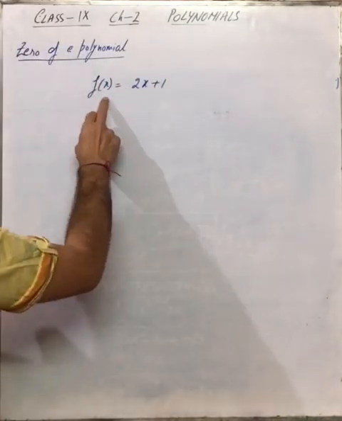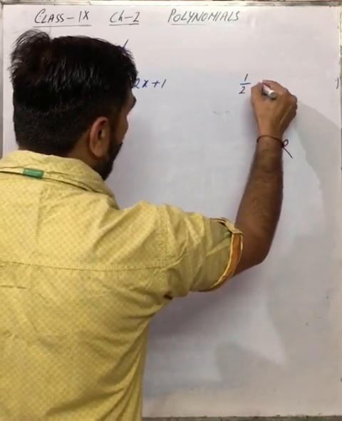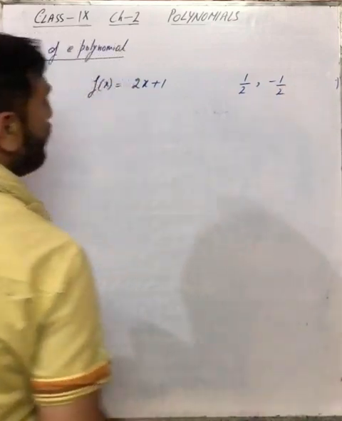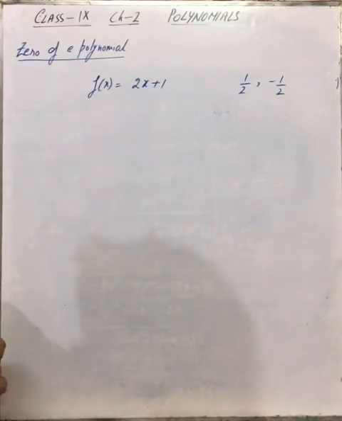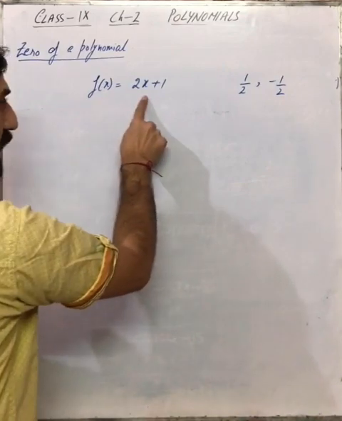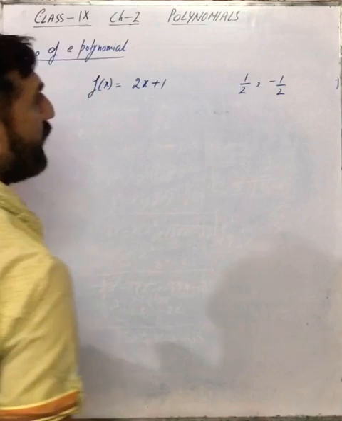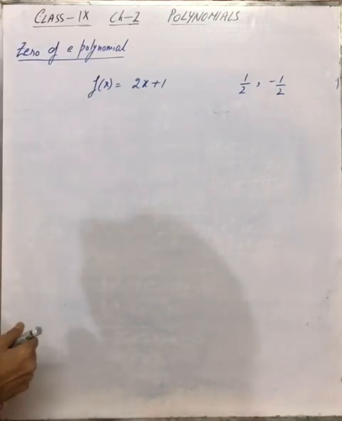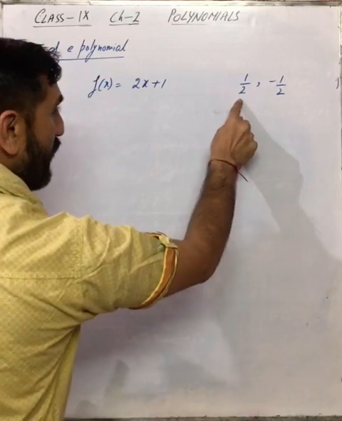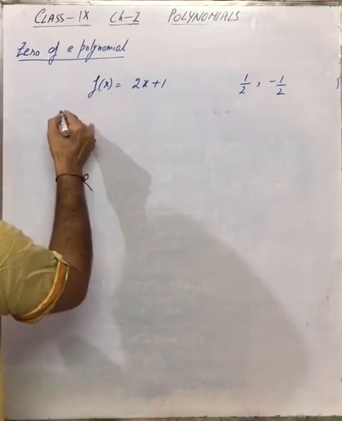For example, I have written here the polynomial f(x) equal to 2x plus 1. I need to check whether 1 by 2 or minus 1 by 2 are the zeros of this polynomial or not. Listen again. I have this polynomial. I need to check whether 1 by 2 or minus 1 by 2 is a zero of this polynomial or not. So what I will be doing, I will be putting these values of x in this polynomial one by one.